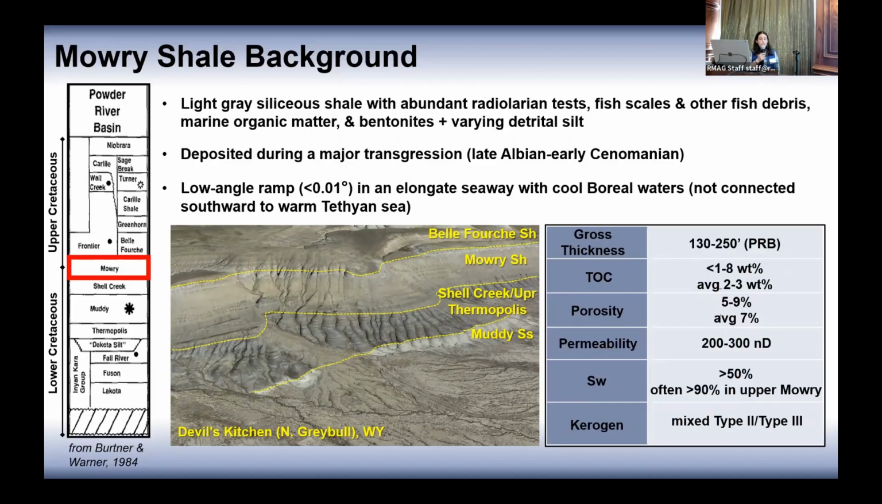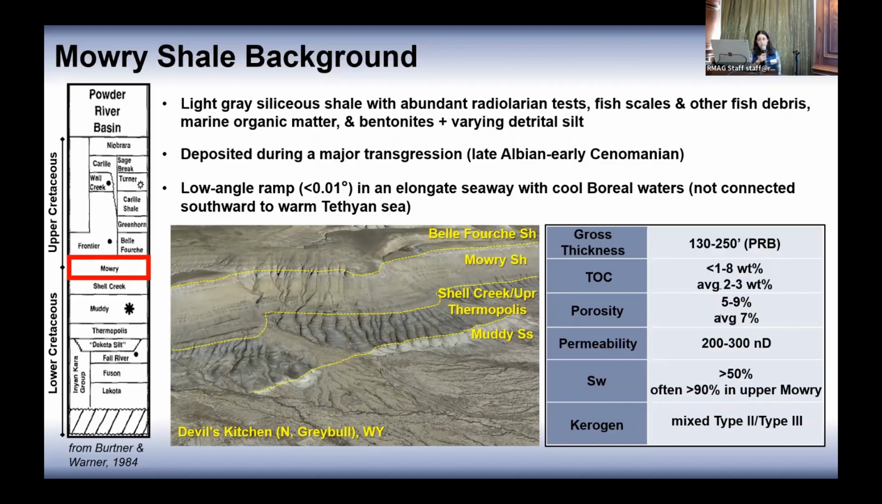In terms of gross thickness in the Powder, the Mowry ranges anywhere from about 130 to 250 feet. It's on average about 2.5 weight percent TOC. Porosity is around 7%. So that's not too bad, but it's the permeability that gives people a little bit of heart attack when they see numbers like 200 to 300 nanodarcies. It's a tight rock, but as you'll see, that's not necessarily an accurate average, because as you move around in the basin and you get to certain areas with higher thermal maturity, that number gets much, much better.